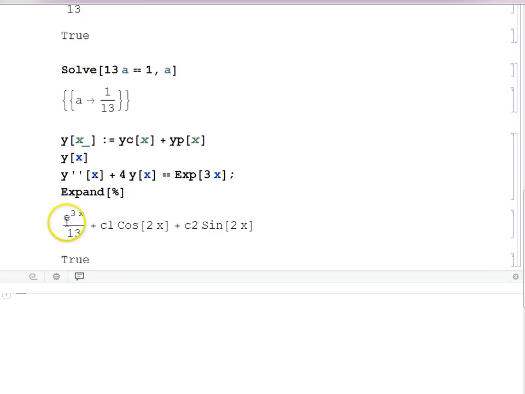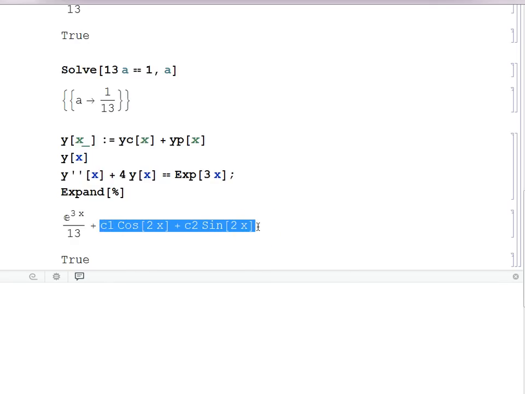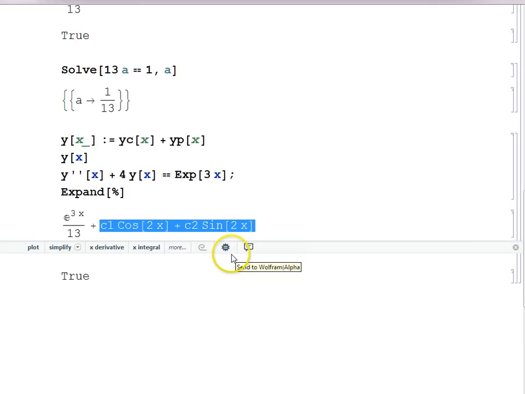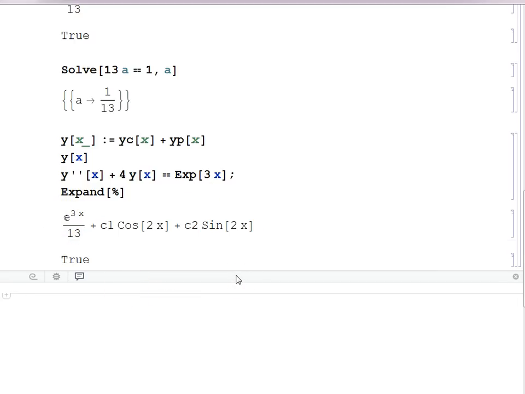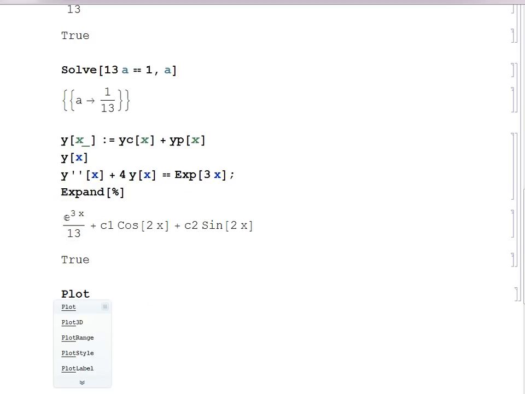Now what's going to happen here? One of the things you could ask yourself is, what does this solution look like? Well, this solution here is just oscillating back and forth over x. And this solution here is blowing up. So you could do something like plot. Let's see what this looks like. Plot e to the 3x.